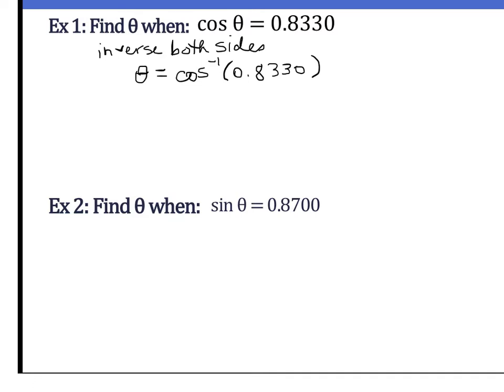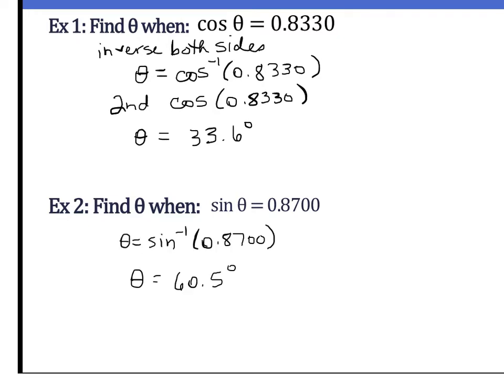And when you enter that into your calculator, you're going to do second cosine, and it gives you the inverse prompt, and then 0.8330, and that will actually solve for your theta. And we're going to round to 1 decimal place, which gives you 33.6 degrees. Now you try it with sine, pause the video, and when you're done, come back and check your answer. And when you check your answer, you should have 60.5 degrees.